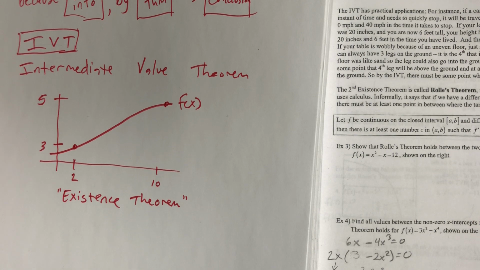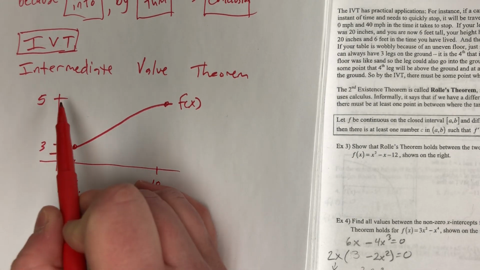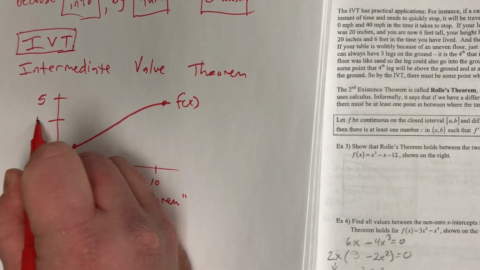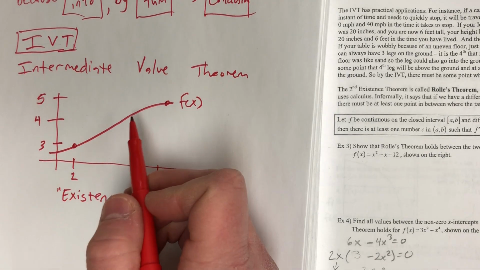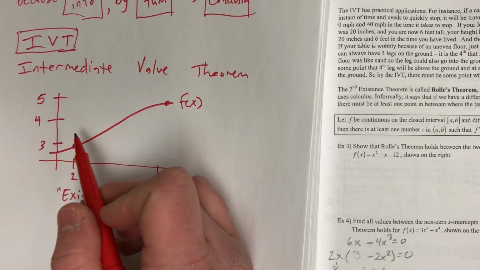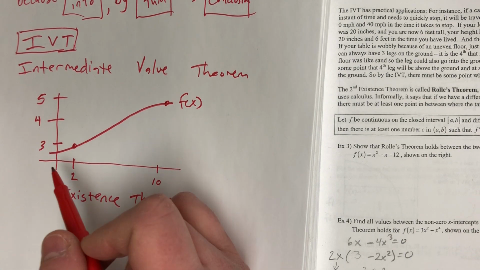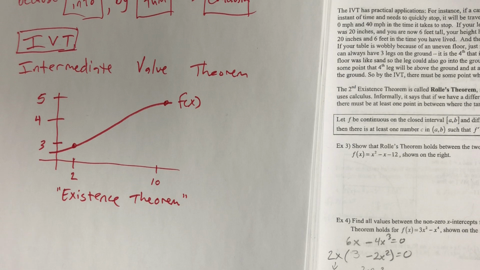Let's say there's something special about 4, and I don't know what that special thing is, but we're able to say now f of x has to be 4 at some point. I don't know exactly where it is, but I know that it is. Existence theorems just say it exists.